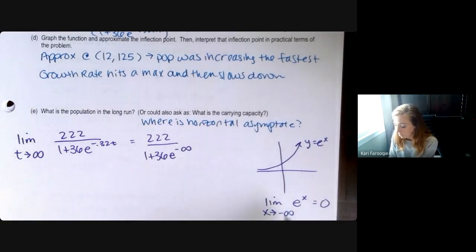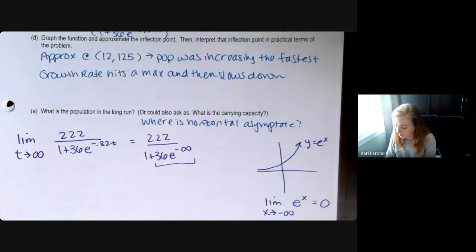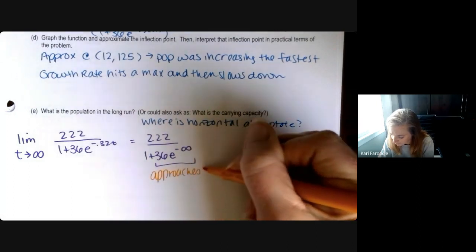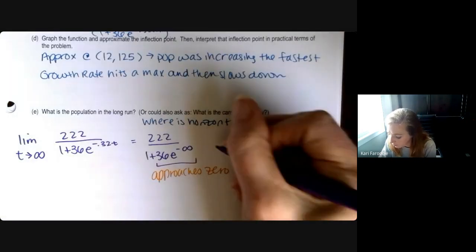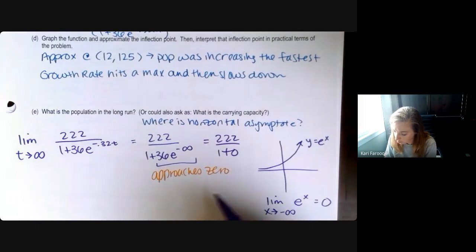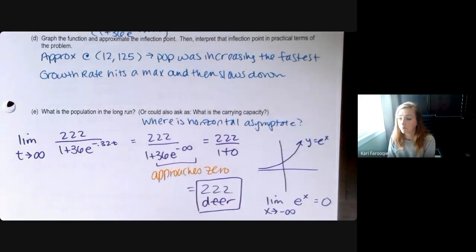So we need to think about that as it relates to this problem. If this quantity is going to approach 0, then this whole term approaches 0. And if that whole term approaches 0, then we're just looking at 222 divided by 1 plus 0, which equals 222 deer.